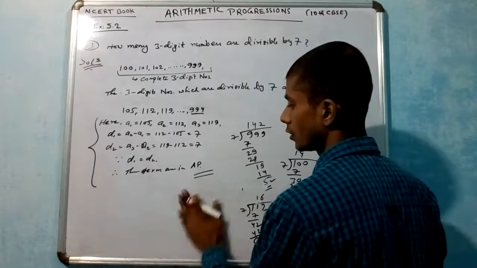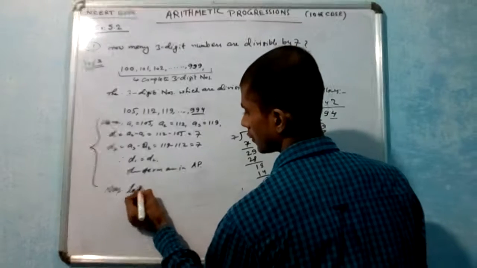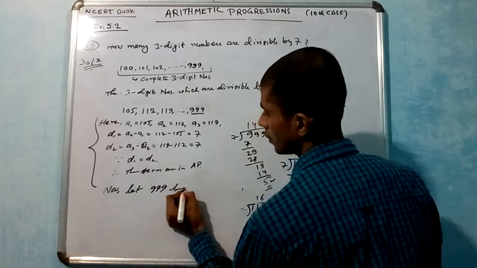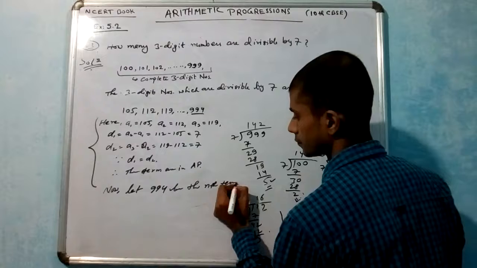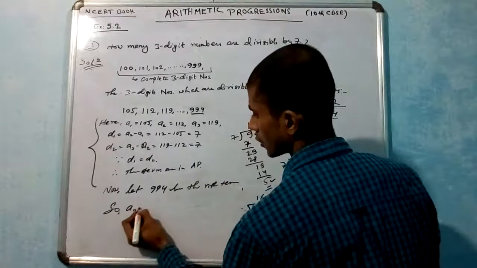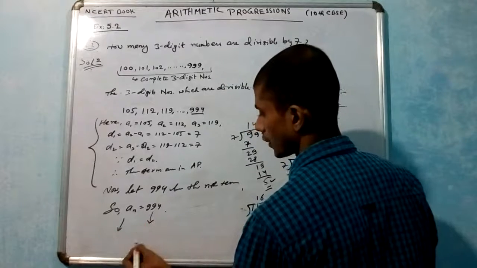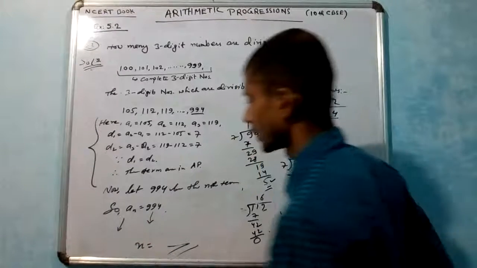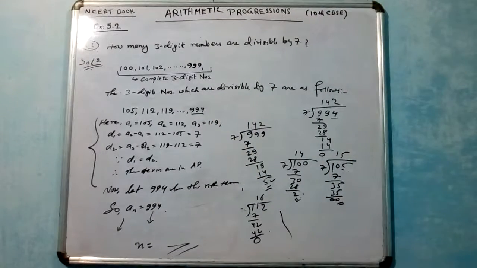Now we can easily use our formula. Now let 994 be the nth term. So an is equal to 994, and now you go on expanding it and solve and get the value of n. Okay, and that many 3-digit numbers are there which are divisible by 7. Got this? Easy.